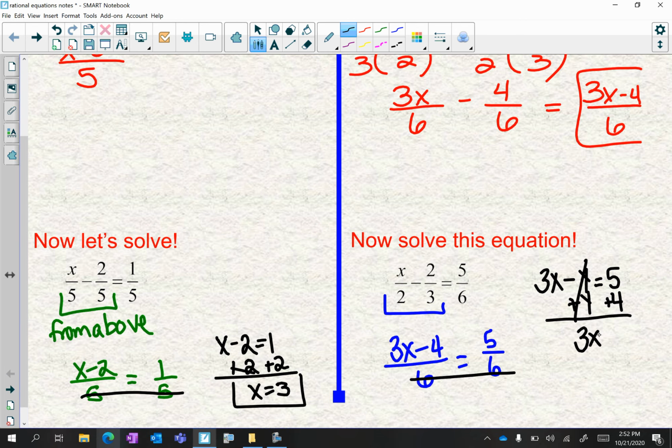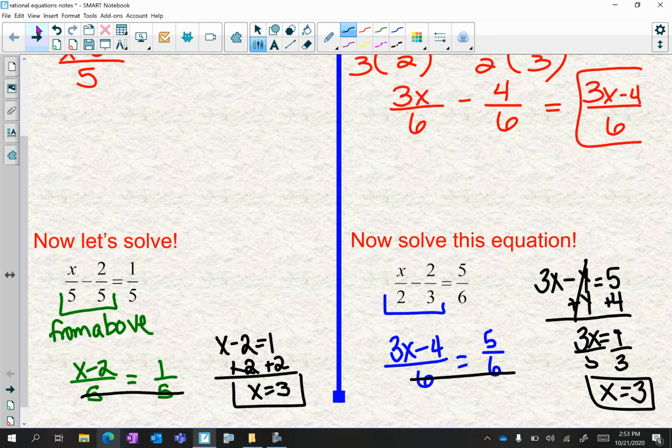So I get 3x equals 9, divide by 3, and we get x equals 3. You can always go back and check if you want. That's up to you.